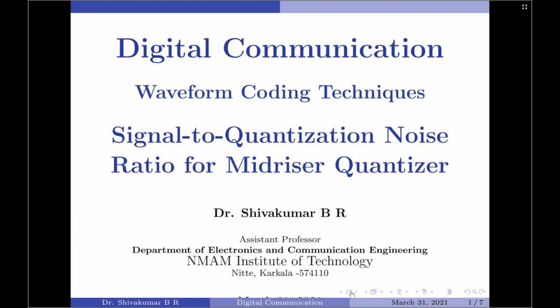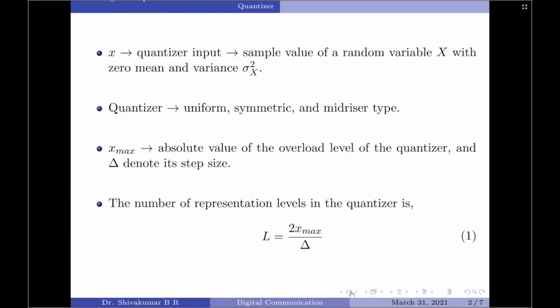In this video, I'm going to derive an expression for the signal to quantization noise ratio for a Midriser quantizer. To start with, let us consider the quantizer input x to represent the sample value of some random variable capital X with mean 0 and variance sigma x square. Now let us assume the quantizer to be uniform, symmetric and Midriser type.